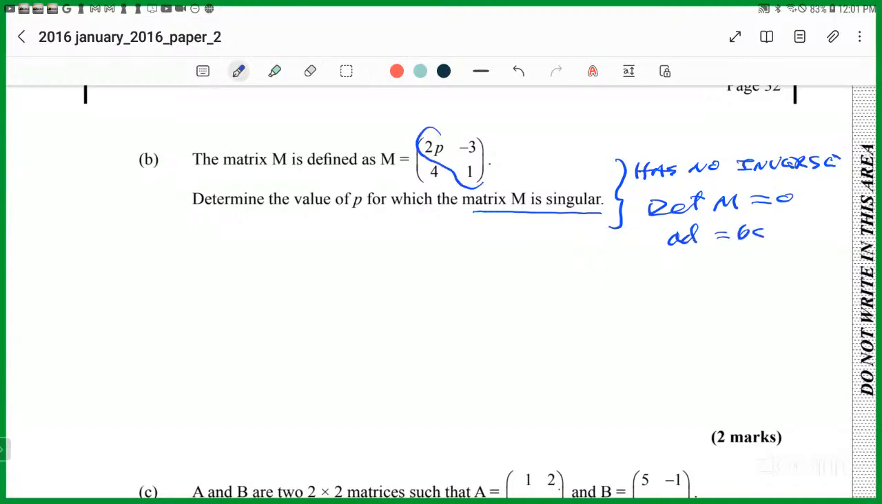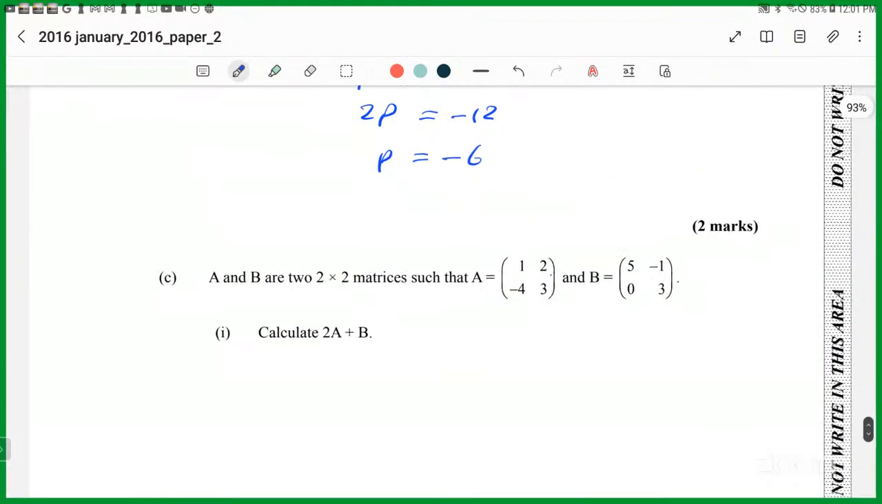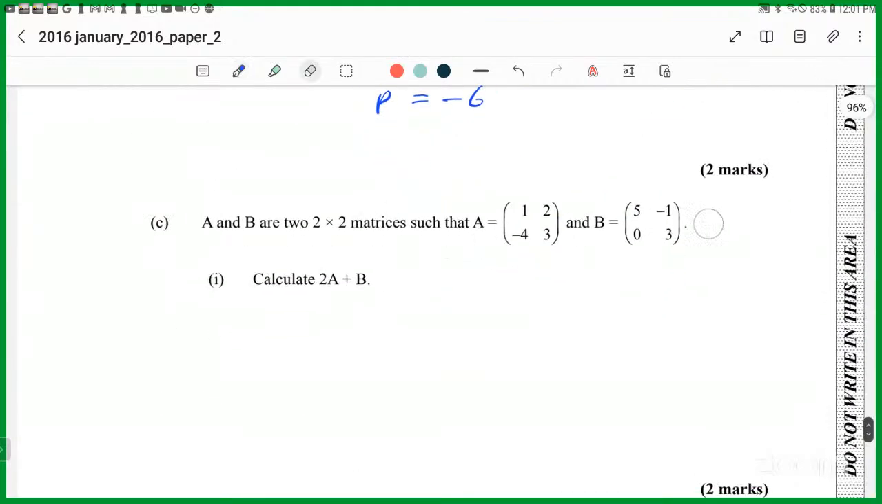So this product will be A times D. We can say 2P times 1 becomes equal to 4 times negative 3. So this becomes 2P equals negative 12. Divided by this 2, P equals negative 6. That is it. Done. Next part.